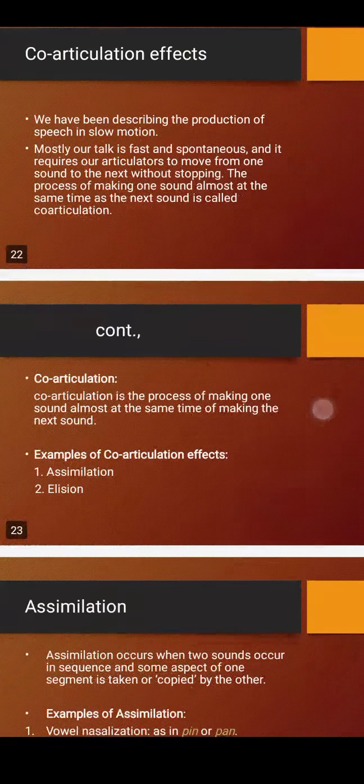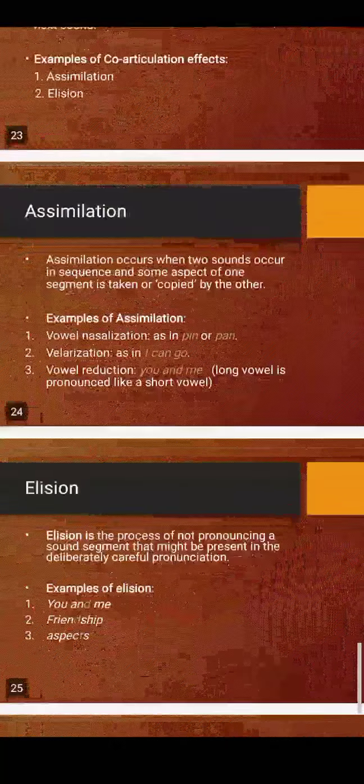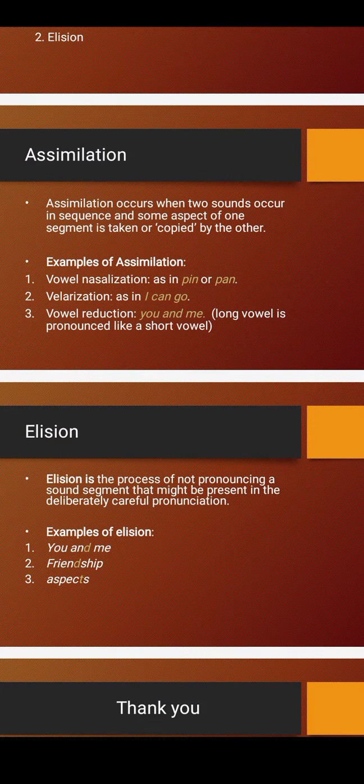We have two types of co-articulation effect. One is known as assimilation and the other is elision. Assimilation is the phonological process wherein a sound changes or becomes more similar to another nearby, neighboring sound. It can happen within a word. For example, in pin and pan, the vowel takes the nasalized effect from the nasal sound n and becomes nasalized.